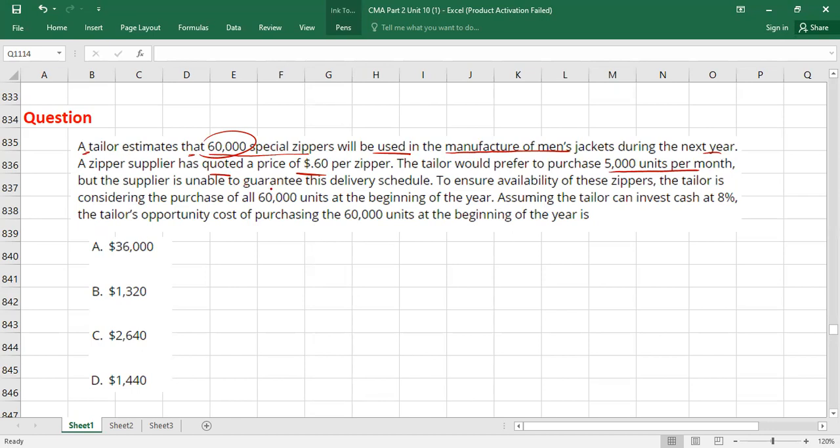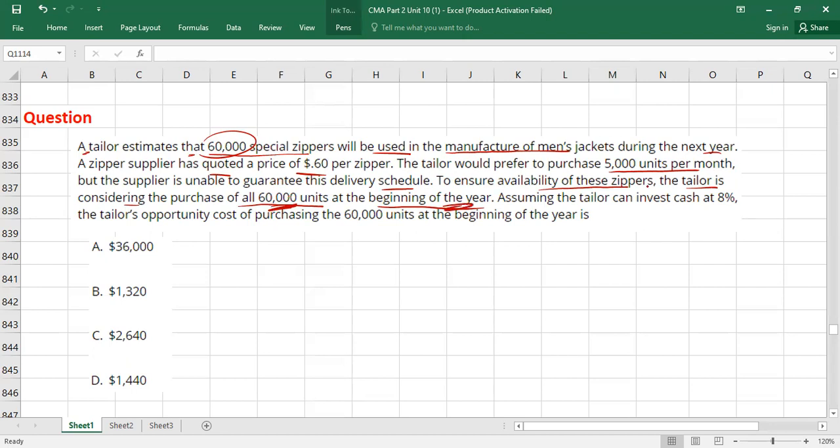But the supplier is unable to guarantee this delivery schedule. Supplier is saying that maybe monthly I cannot supply you. So to ensure availability of these zippers, the tailor is considering the purchase of all 60,000 units at the beginning of the year. Your actual need is 5,000 zippers every month over the period of 12 months, but supplier is saying that maybe it is not possible. So now the tailor is saying, okay, no problem. He will buy 60,000 zippers all together at once at the beginning of the year.